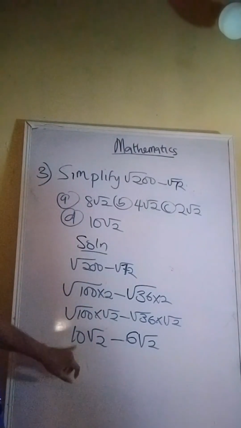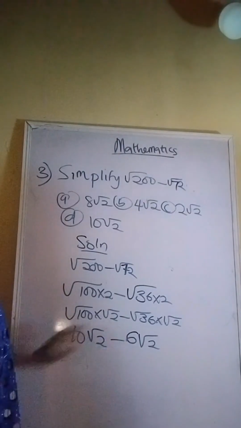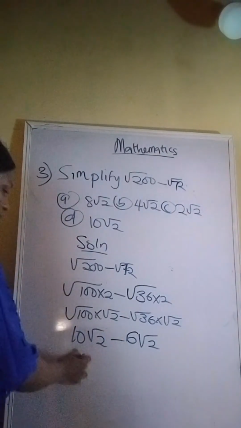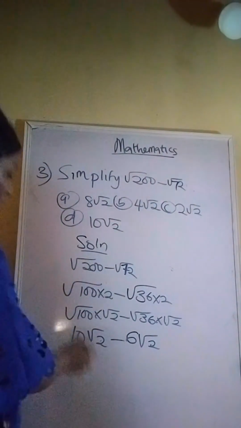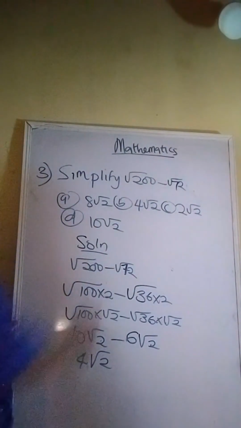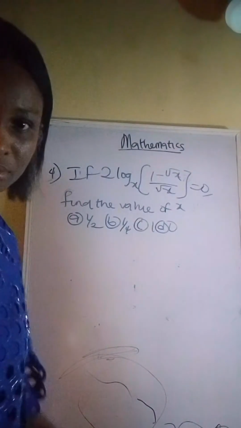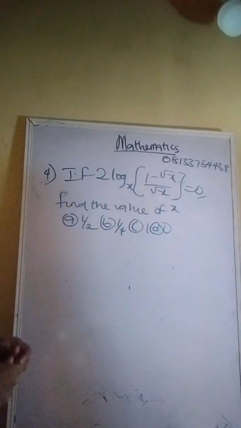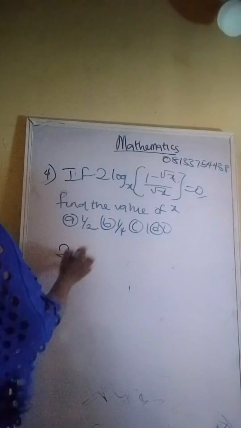So now we are going to subtract. This 10 minus 6 will give us 4. And this root 2 and root 2, they are common, so we just pick one. And the answer is 4 root 2. This question is very simple. It's under logarithm. You can't run away from it. So now, let's solve this question. So now, this is logarithm.